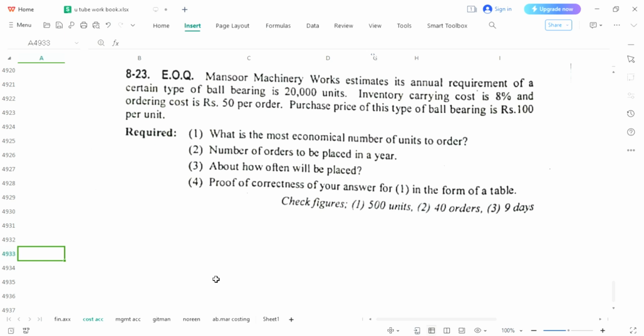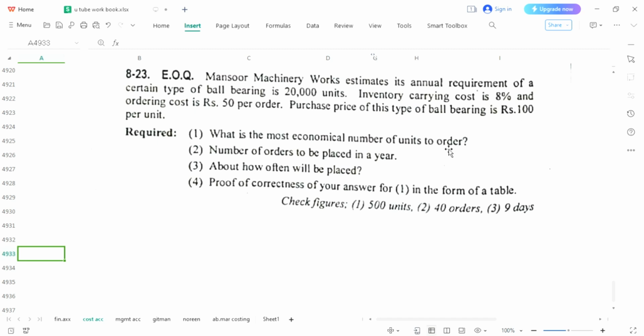Today's target is to solve question number 8.3, and the chapter we are related with is material. Right now the specific topic we are discussing is economic order quantity, abbreviated as EOQ. Basically, this is your most economical number of units to order. The book gave the definition: what is the most economical number of units to order?